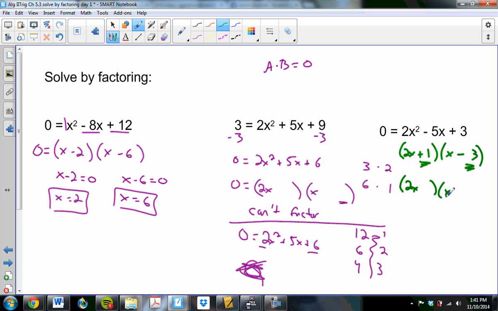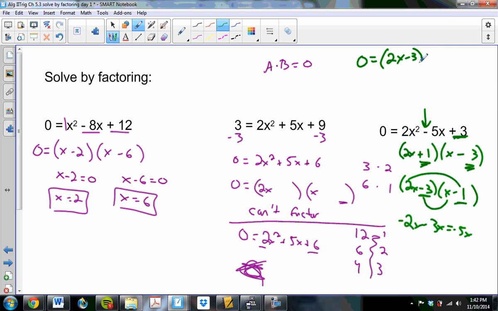And that's okay. That's why you guess and check. 2x, x. Since I need to multiply to +3, these both have to be negative. I know they have to be negative, but they combine to -5. Well, then if I put the 3 here and the 1 here, now these multiply to +3. This gives me a -2x, this gives me a -3x, and -2x minus 3x equals -5x. So what I really have now is 0 equals 2x minus 3 times x minus 1.